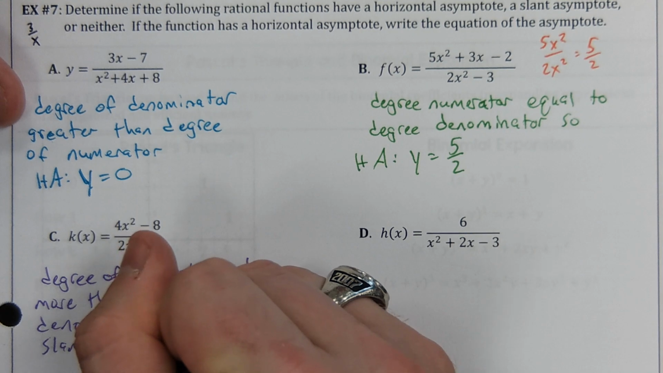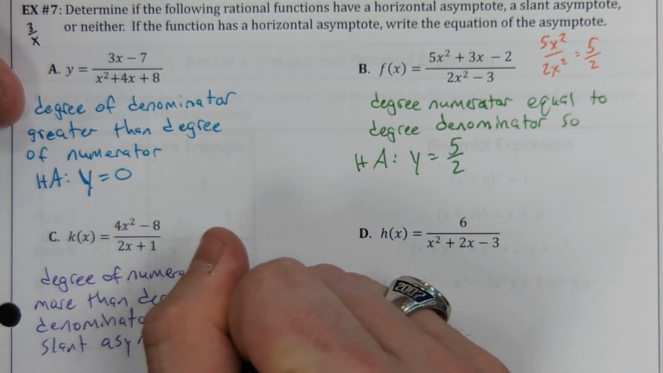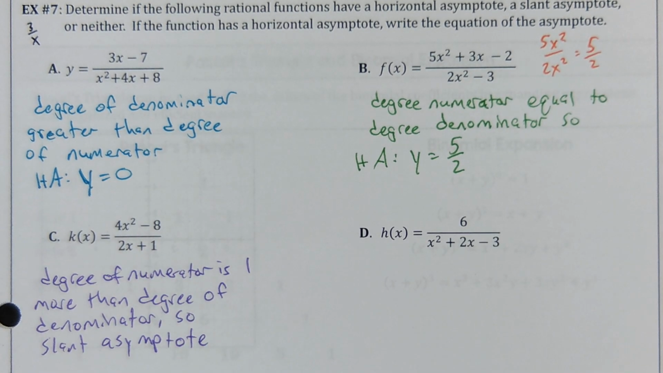It just said find the equation of horizontals. You'd have to use long division. It's like 2x plus 7 or something like that. Mm, 2x minus 2, I think. It doesn't matter. We don't need to find it.